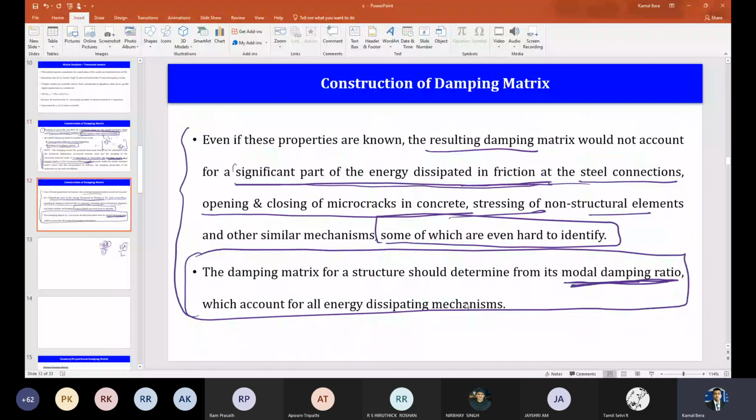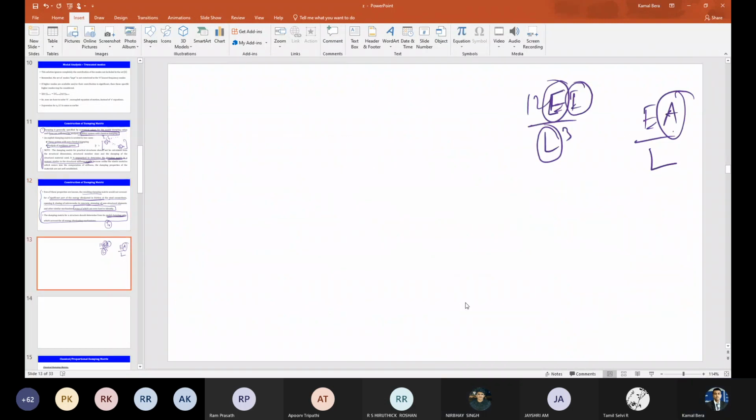Then it is saying that you should work from the modal damping ratios, that is zeta r: zeta 1, zeta 2, zeta 3. From the experiment you find out the modal damping ratio. You can find it out from either the half power bandwidth or the logarithmic decrement, by exciting each mode individually. Right? Got it now.